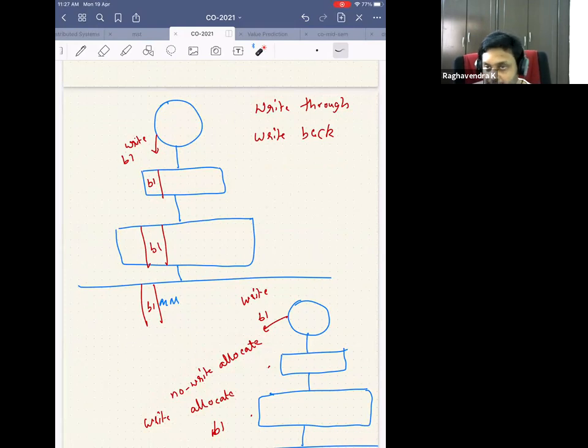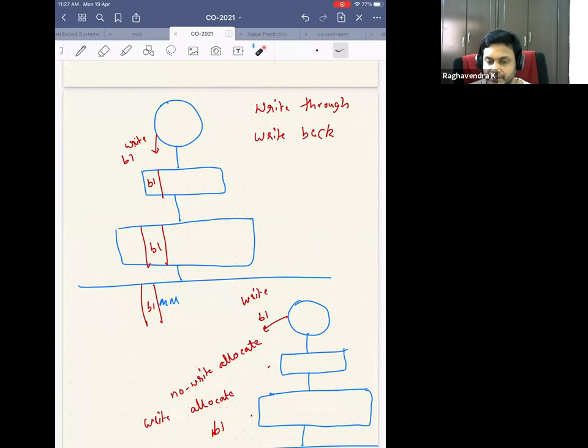So let's say you have come up with a design choice. You said that I will pick a write through cache, which means that when you update here, you update everywhere. Now you have to pick what happens when the write has been generated and that block is not there in the cache. Will you have write through with no write allocate or write allocate?